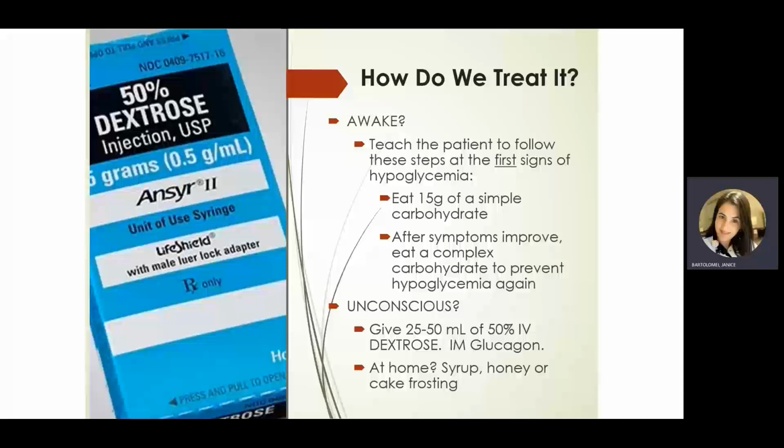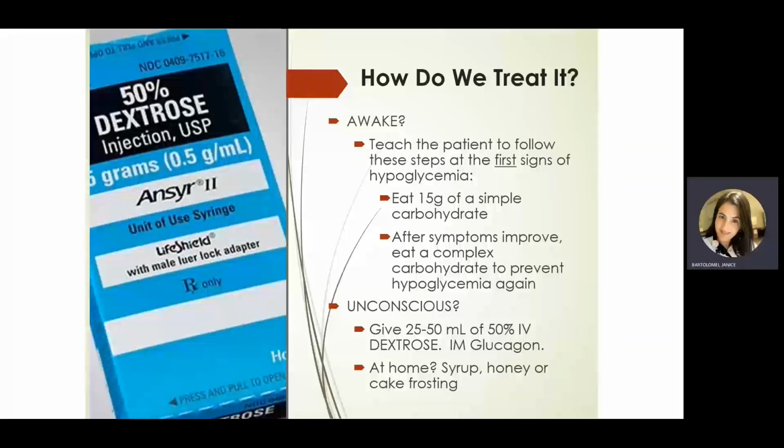Now, just so you'll know, every crash cart has Dextro IV. So even if you might not have it at hand or you might not have an order for it, your crash cart will have it.